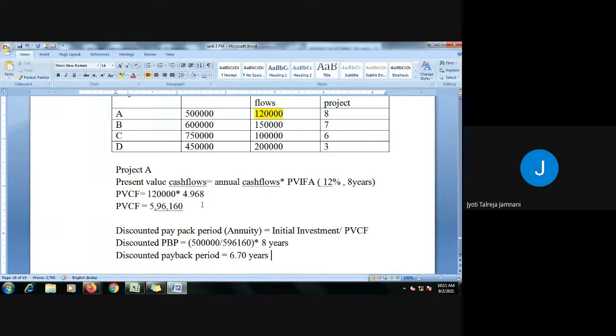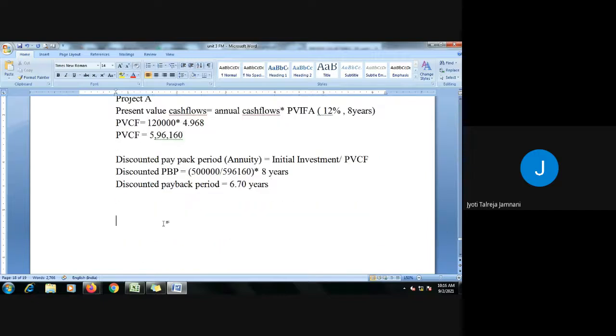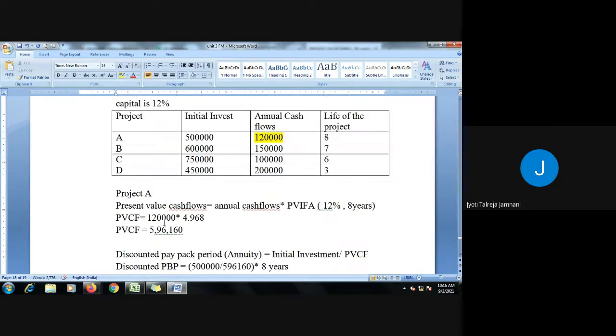Okay, then let's do project B in a similar way. First, we'll find the present value of cash flows, which is equal to annual cash flow into present value interest factor annuity for 12% and 7 years.